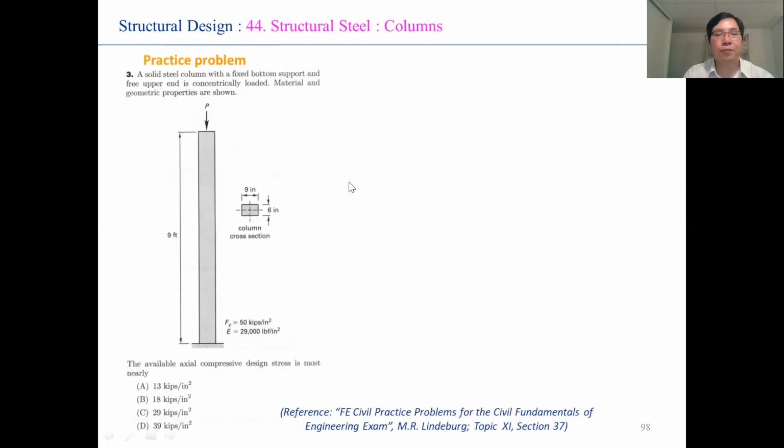Now we pass to another practice problem. A solid steel column with a fixed bottom support and free upper end is concentrically loaded. Material and geometric properties are shown in this figure. The question is which is the available axial compressive design stress?